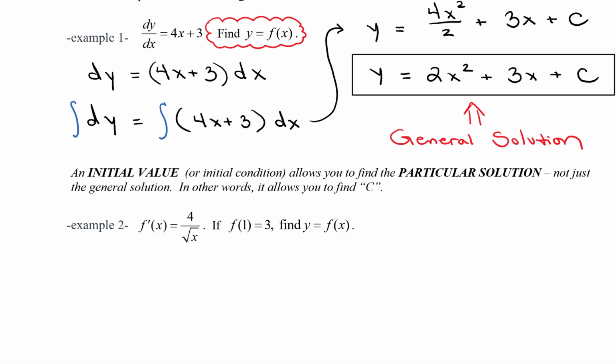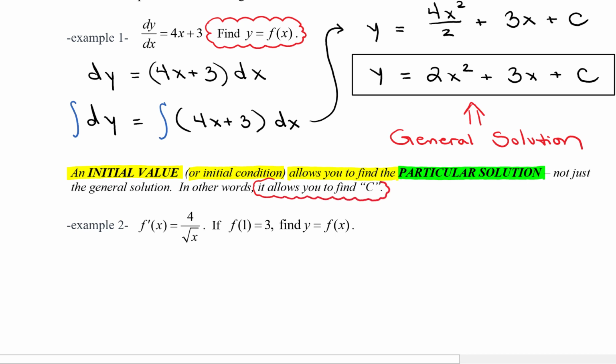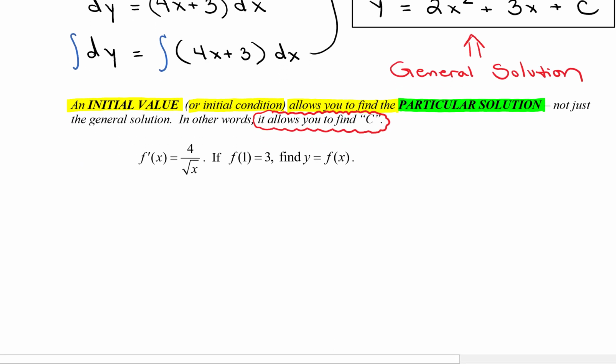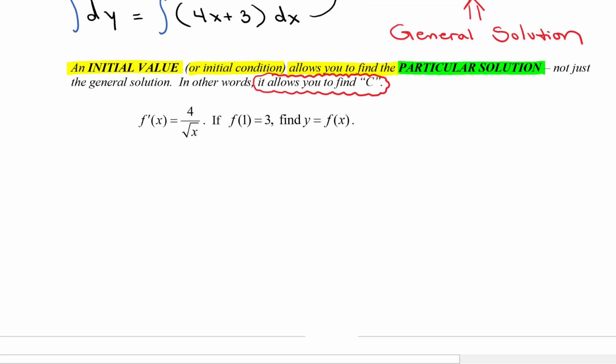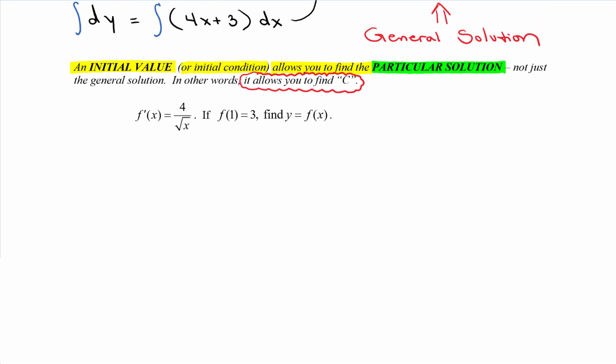An initial value or initial condition allows you to find the particular solution, not just the general solution. In other words, it allows you to find C. I'm going to put a cloud around the words "it allows you to find C" because that is the key part of finding a particular solution: finding C and then substituting that value back in for C.